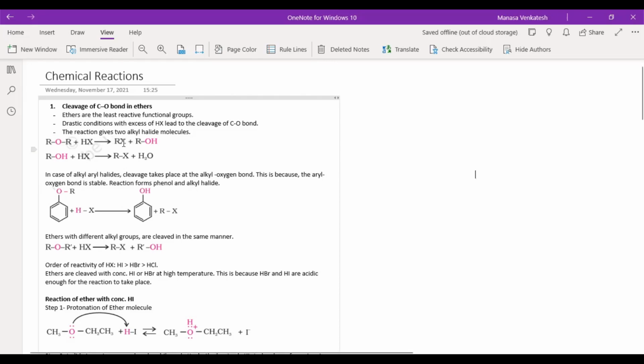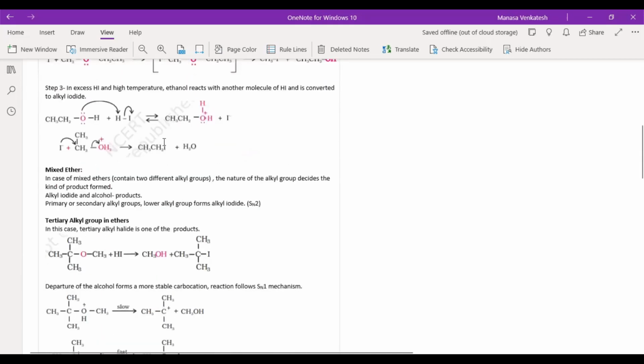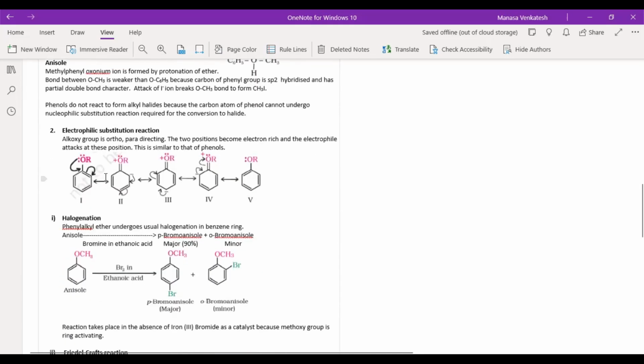So here the RX and the ROH, then this ROH will again react with another molecule of HX to give us RX plus H2O. In case of aryl alkyl ethers, the cleavage takes place at the O-R bond, and this leads to the formation of phenol and an alkyl halide. When we have two different alkyl groups, both of these are cleaved in the same manner. And the reactivity of hydrogen halides is HI more than HBr more than HCl. So this is the mechanism, and this will be discussed in detail in the next video.